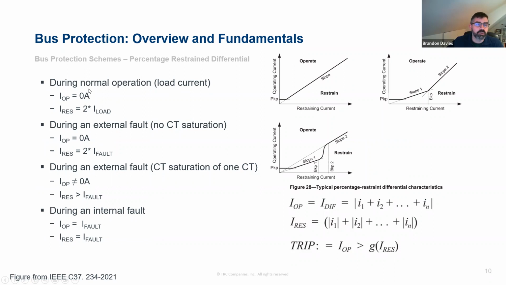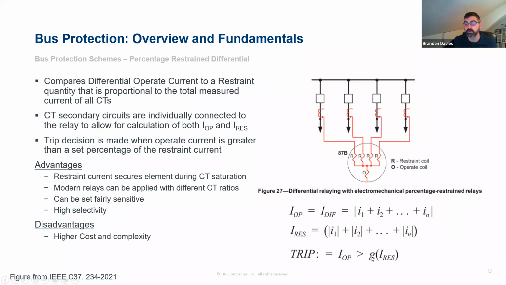So if we take a look at what my operate and restraint current is going to look like during typical conditions, we can go through that. As we're thinking about this, you can see some of these typical percent restraint characteristics over here. The G quantity here would typically be set as a percentage. For the last one, I think it was set at 60%. So if your operate current is greater than 60% of your restraint current, that's when you trip.